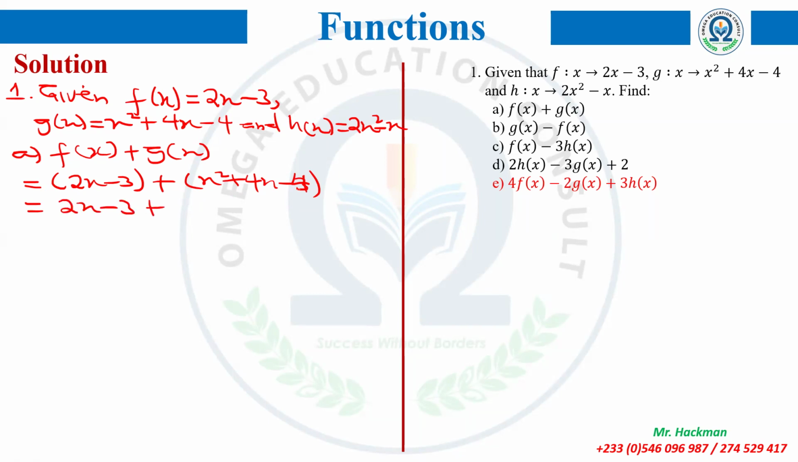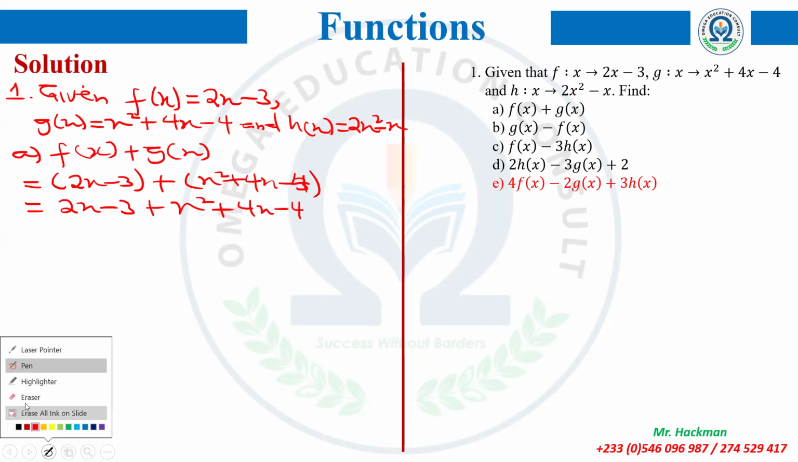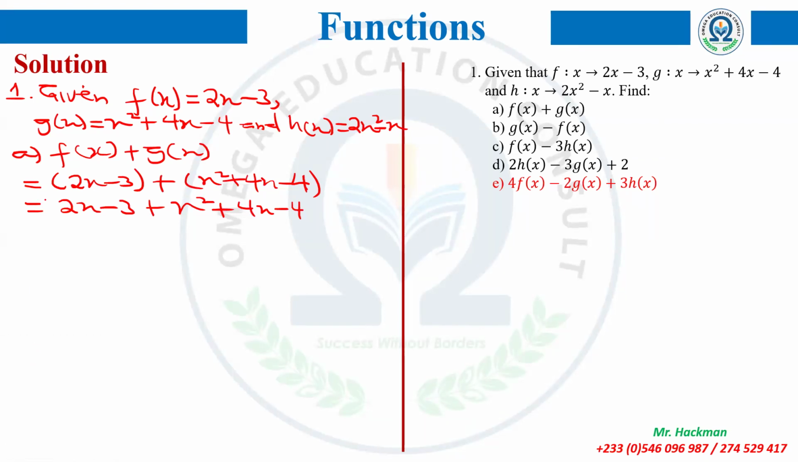Then plus, this is 1 times the whole of this, which also gives you s squared plus 4x, then minus 4. Okay, let me clear that and write it well. You should always avoid overwriting. If possible, cancel it and write it again. So at this point, after your expansion, the removal of the brackets, you check if you have like terms to combine.